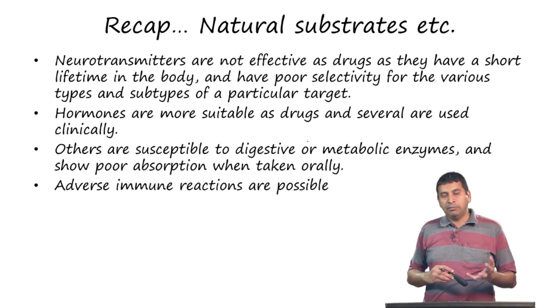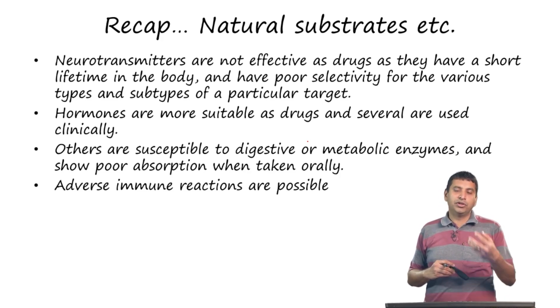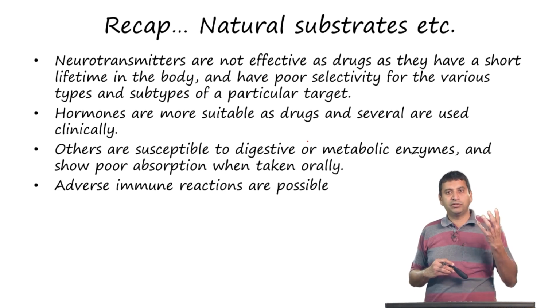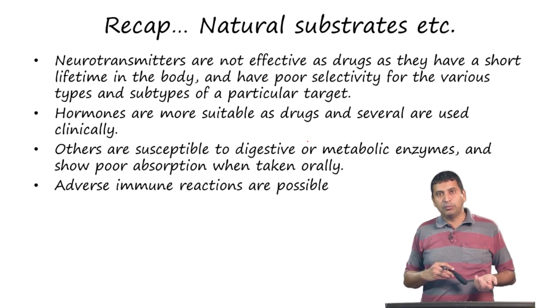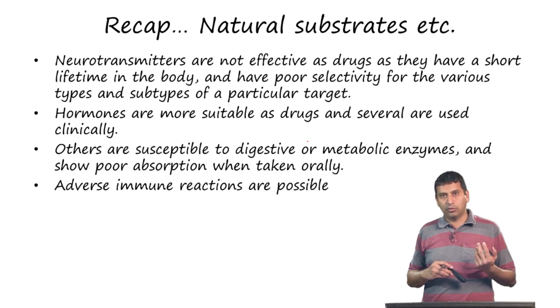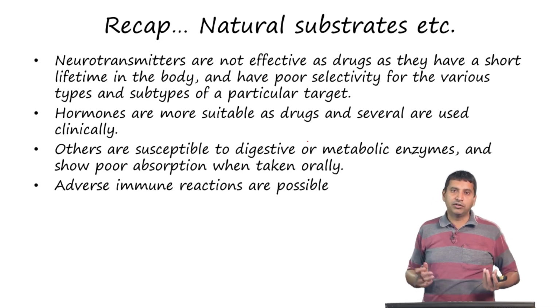We spent time on discussing the pros and cons of using natural substrates as drugs. Here, the natural substrates, we divided them as neurotransmitters, hormones, peptides and nucleic acids. Neurotransmitters are not very useful because they have a very short half life in the body, they are metabolically quite susceptible, and because they have poor selectivity among the various subtypes, they will have a number of side effects which are not desirable.